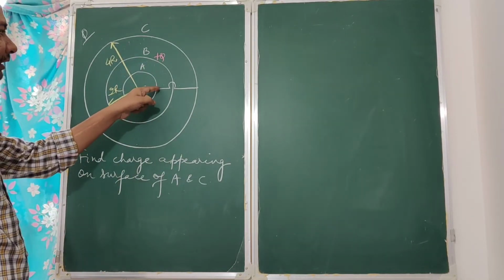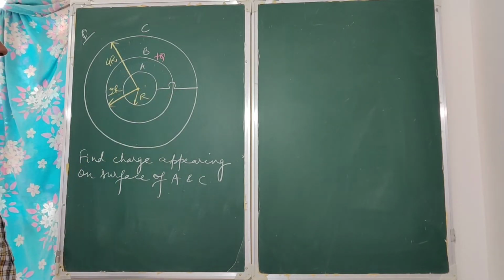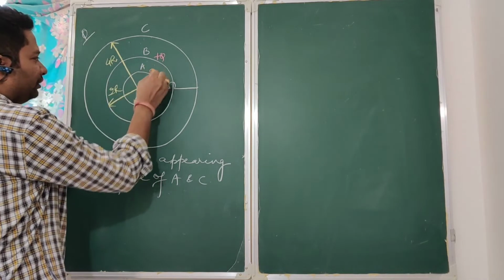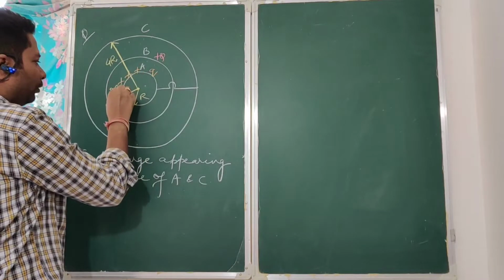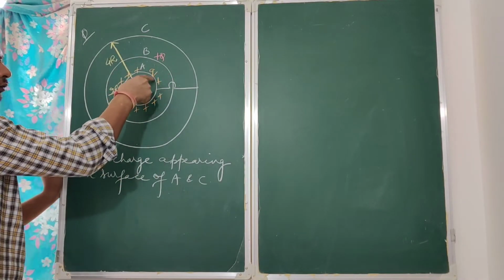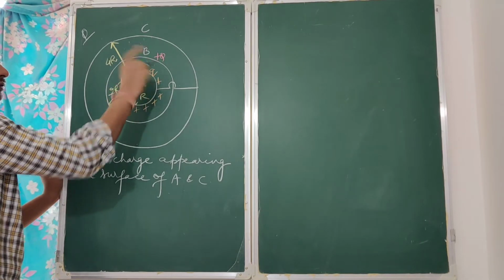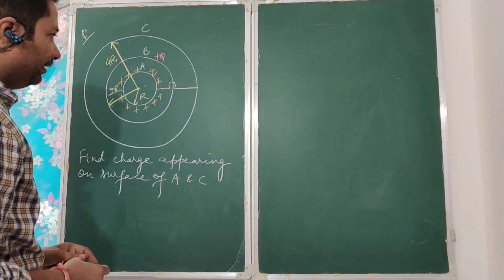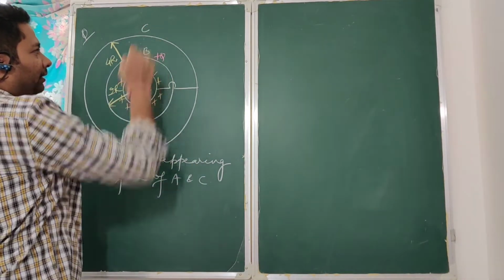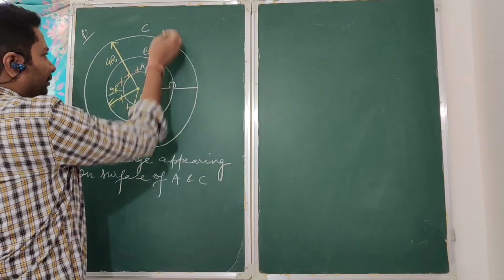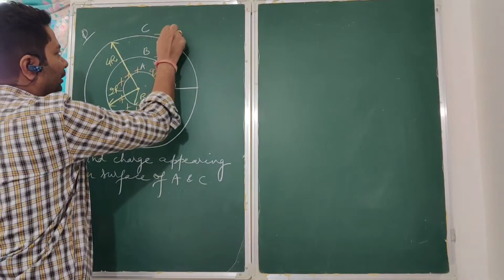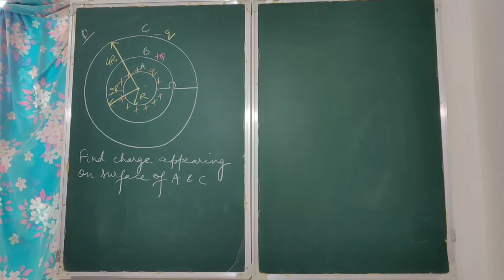So initially you can see there is no charge on A and C. So let us say if we give charge q to A, by Gauss law we know that it is going to reside on the outer surface of A. There won't be any charge on the inner surface of A. That we have already learned, right? So if q is the charge appearing here, then what will be the charge that will appear on the surface of C? Net charge has to be 0. So the charge which will appear here will be minus q.